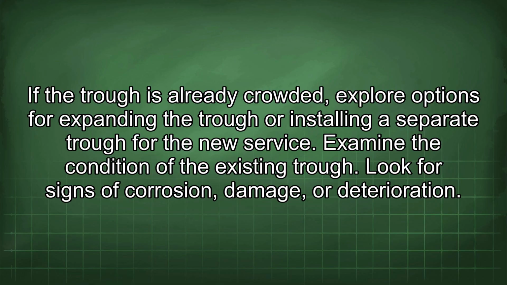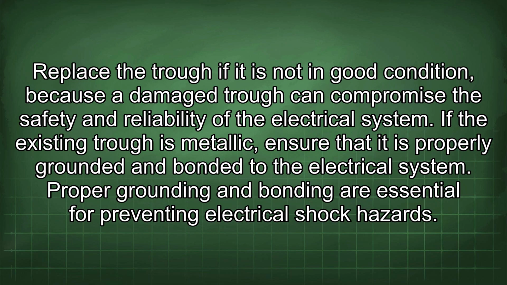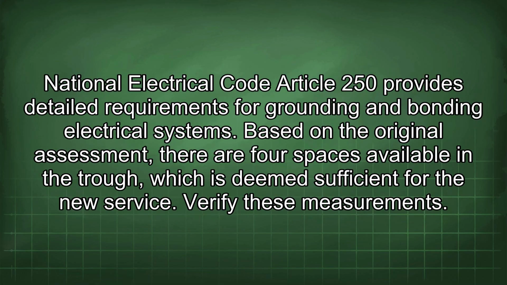Look for signs of corrosion, damage, or deterioration. Replace the trough if it is not in good condition, because a damaged trough can compromise the safety and reliability of the electrical system. If the existing trough is metallic, ensure that it is properly grounded and bonded to the electrical system. Proper grounding and bonding are essential for preventing electrical shock hazards. National Electrical Code Article 250 provides detailed requirements for grounding and bonding electrical systems.